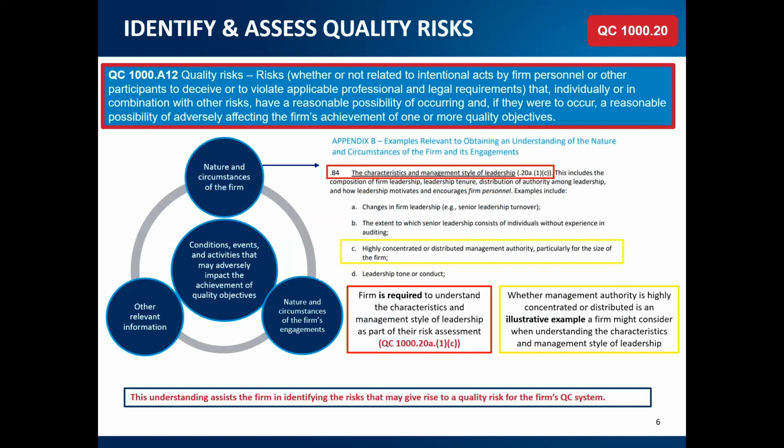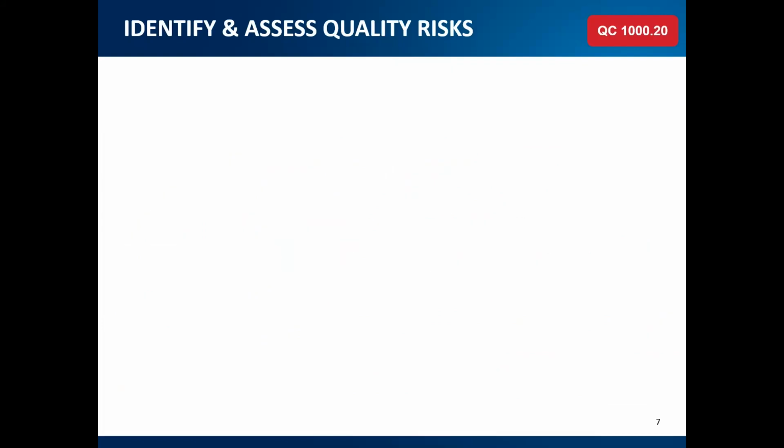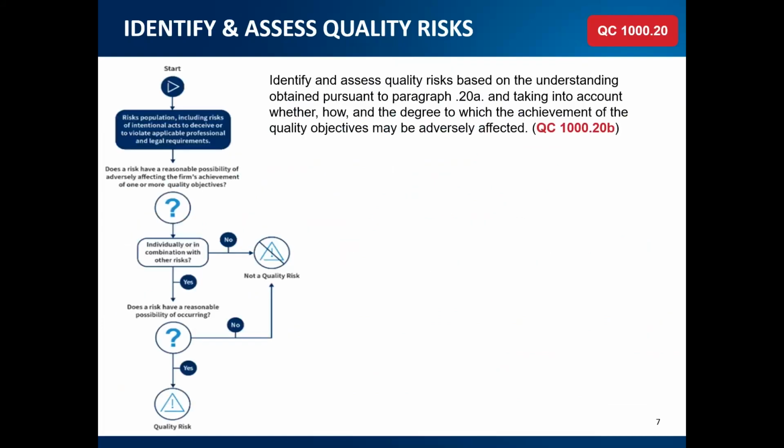Next, the firm needs to determine whether this risk could give rise to a quality risk as defined in QC 1000. We'll cover how to do this in the next couple of slides. As a reminder, when identifying and assessing quality risks as defined in QC 1000, the firm would not be required to identify every conceivable risk, but only those that have a reasonable possibility of occurring, and if they were to occur, a reasonable possibility of adversely affecting the firm's achievement of one or more quality objectives. The decision tree on the left of the slide, which can also be found on page 105 of the adopting release, illustrates the decision points that need to be answered when making the determination of whether a risk is a quality risk.